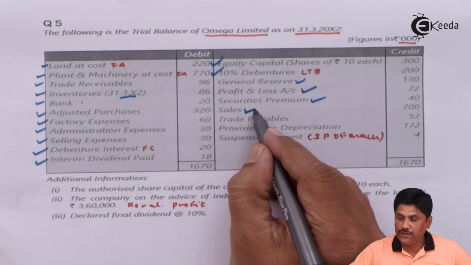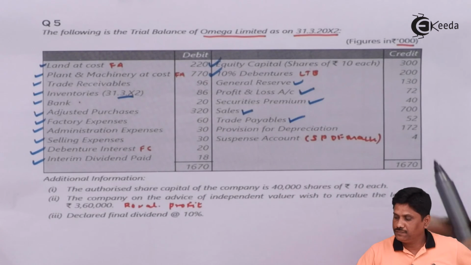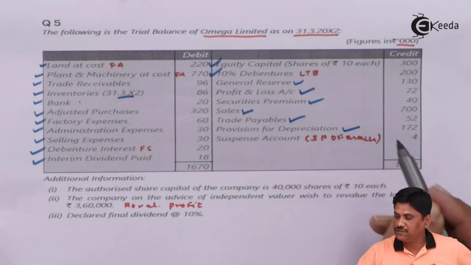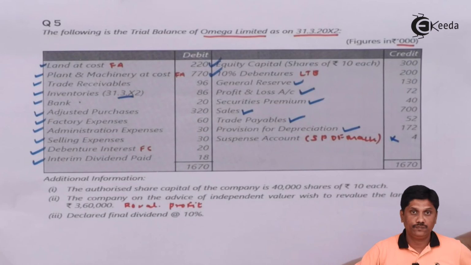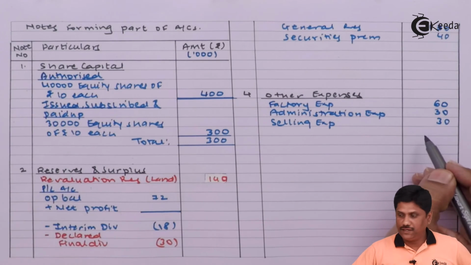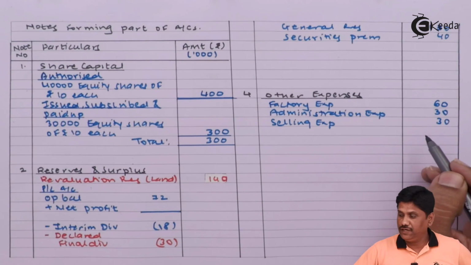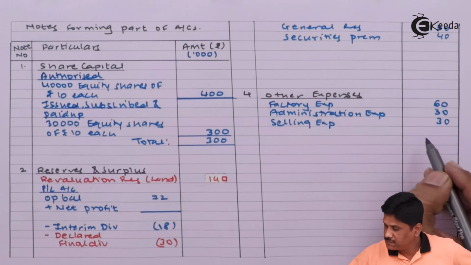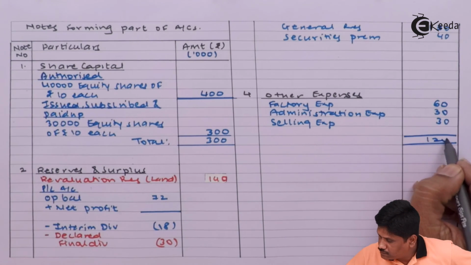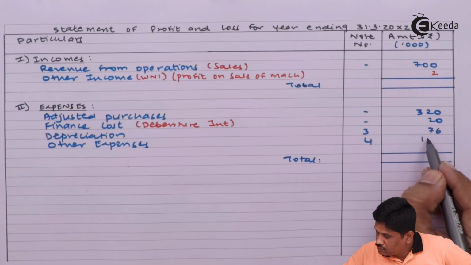Sales is a revenue from operations, we have already recorded. Next is trade payable, which is also already recorded. Provision for depreciation already considered. Suspense account is to be ignored, that we have done. Every item of the trial balance is also considered. Now we are here to close our notes. In notes, I can close my other expenses first because this will go to your P&L account, and to find out the net profit we need this amount. So I am taking the total of this. 120 is your total. This I am writing in my P&L account.